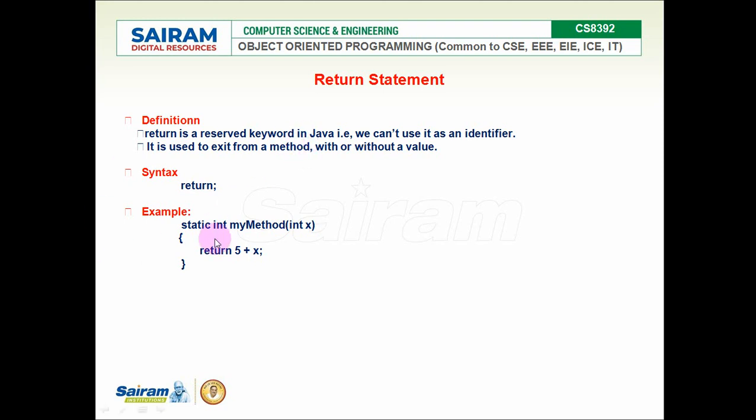See here, I am having a method. Inside the method a number of statements will be there. Finally it returns this expression, which means it evaluates this expression and gives the result to the calling function. Any function which calls this myMethod is going to have this resultant value of 5 plus x. That is what the return statement does.